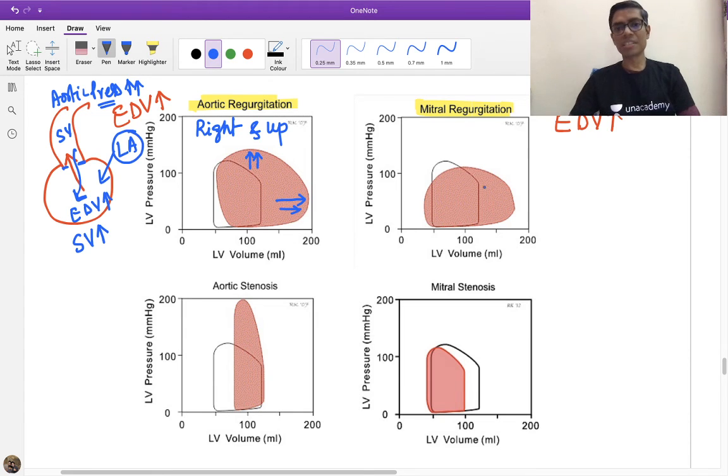But in mitral regurgitation, aortic pressure will not rise. Why? Because whenever the ventricle contracts, the blood will regurgitate back into the atrium.